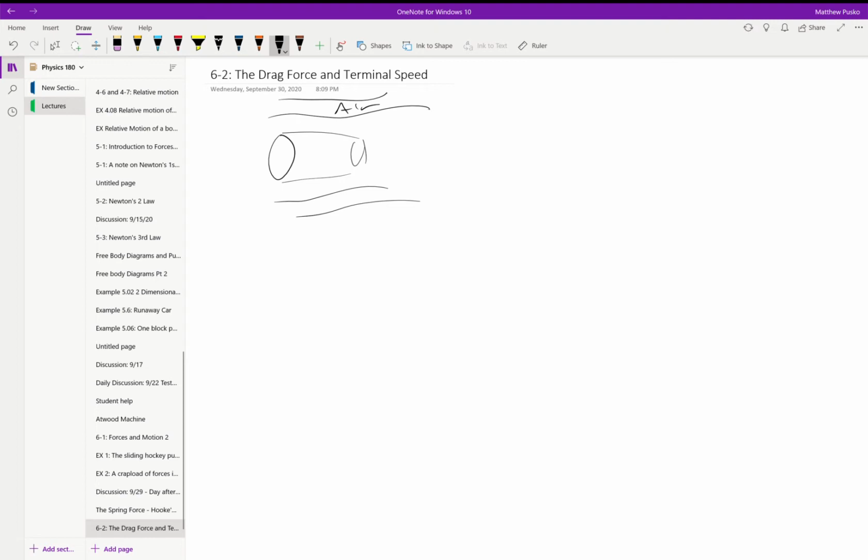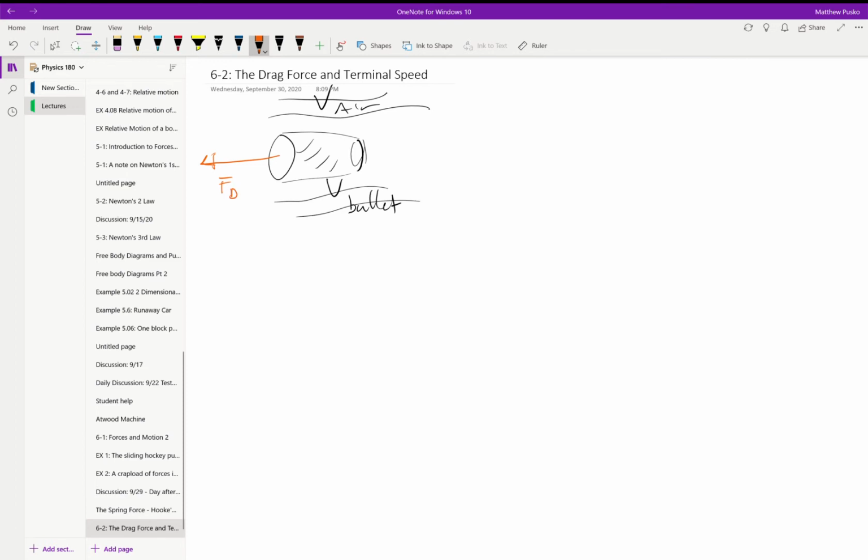Put some rifling on there. If there's a difference in speed, so the velocity of air is different than the velocity of the bullet, then we have what's called a drag force. It's going to go in the opposite direction of motion.